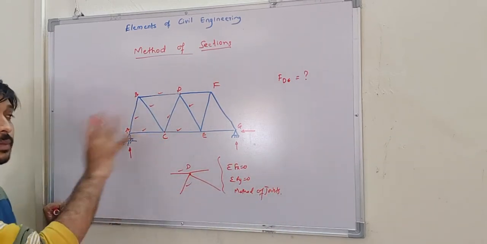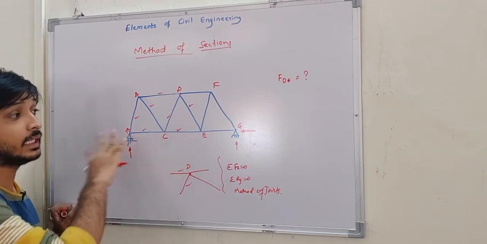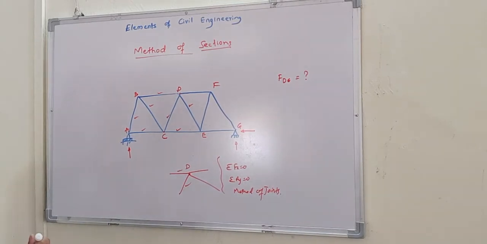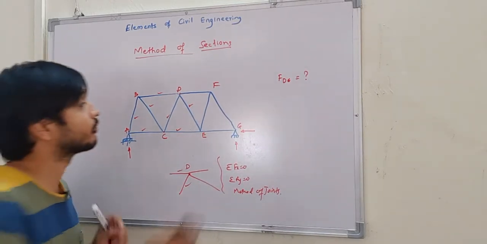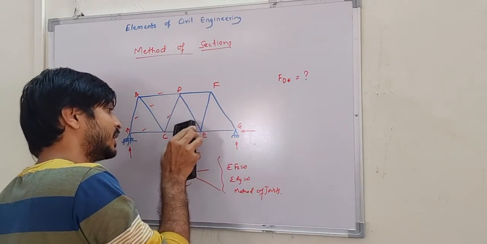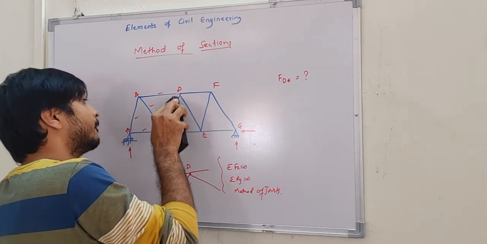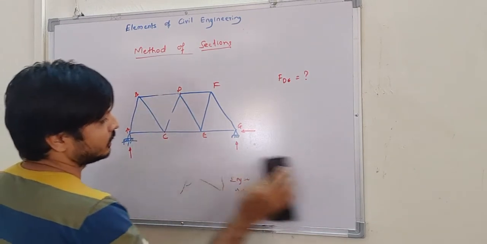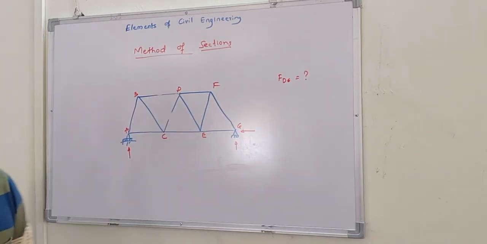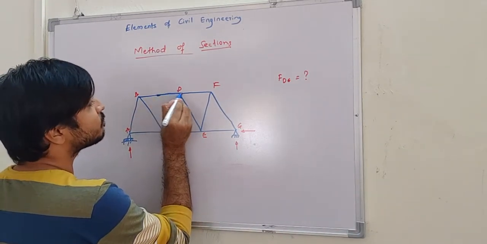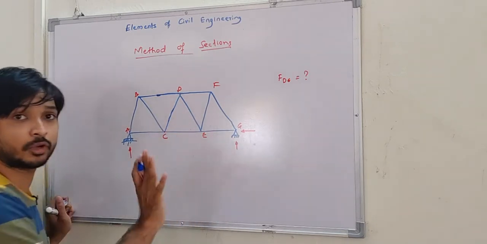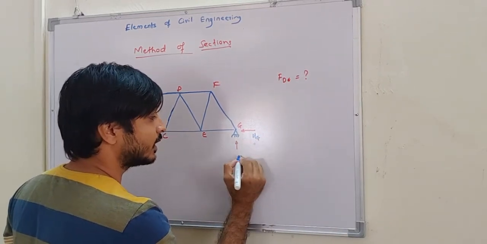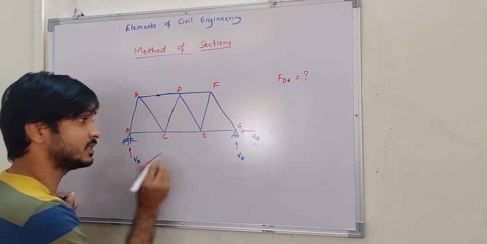Whereas in the method of sections, we consider the equilibrium of the section. Let me explain that. In the method of sections, the first step, as in all the problems, is to calculate the support reactions, that is the horizontal and vertical reactions at Z, and the vertical reaction at A. These are the support reactions.